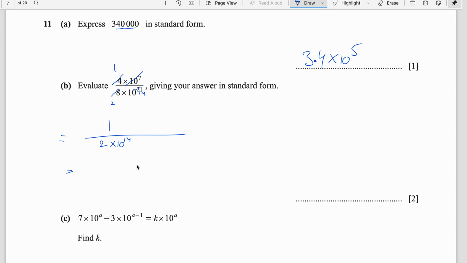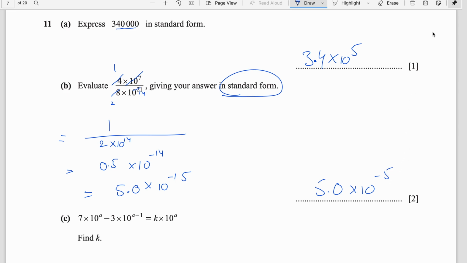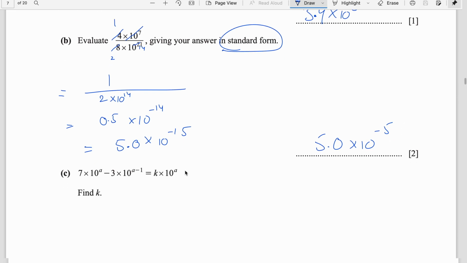Now when you take this in the numerator, this becomes 10 raised to the power minus 14, and 1 by 2 is actually 0.5. Don't forget to convert it into standard form. Standard form is first digit and then there is a decimal. So when you increase the number, you decrease the power. So this is 5.0 times 10 raised to power minus 15.